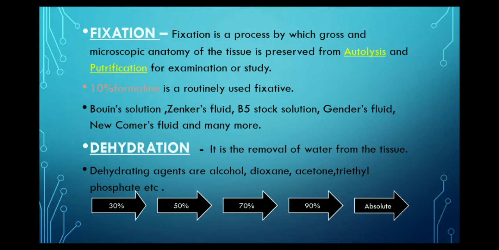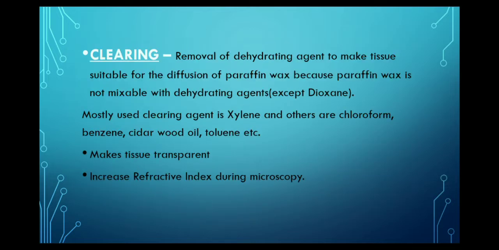We have to go step by step, in increasing concentration, otherwise sudden change in alcohol concentration can cause damage to the tissues. So the dehydrating agents are alcohol, dioxane, acetone, triethyl phosphate, but majorly dioxane and alcohol are used in histopathology lab. Now the next step is clearing. This step is for removal of dehydrating agent to make tissue suitable for the diffusion of paraffin wax, because dehydrating agents are not miscible in paraffin wax, but there is an exception, which is dioxane.